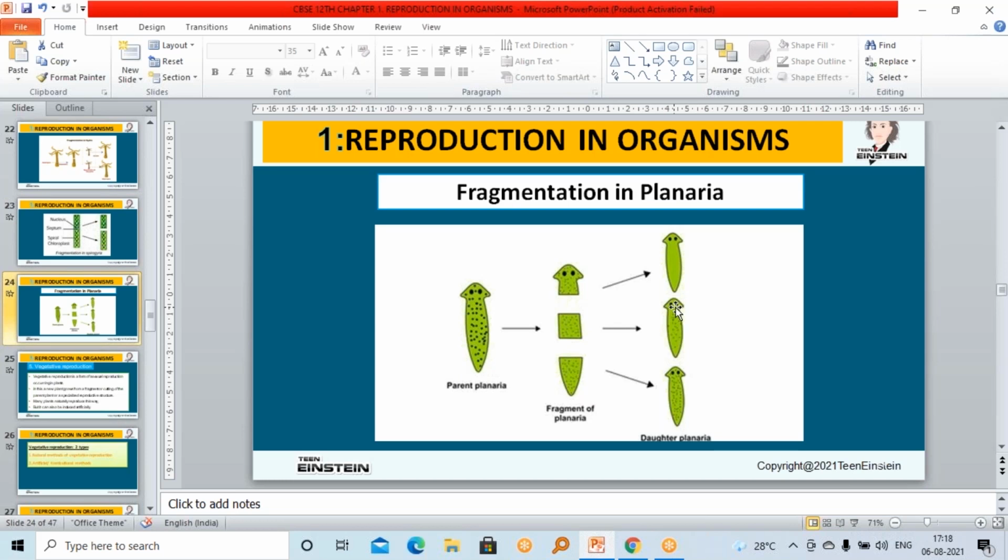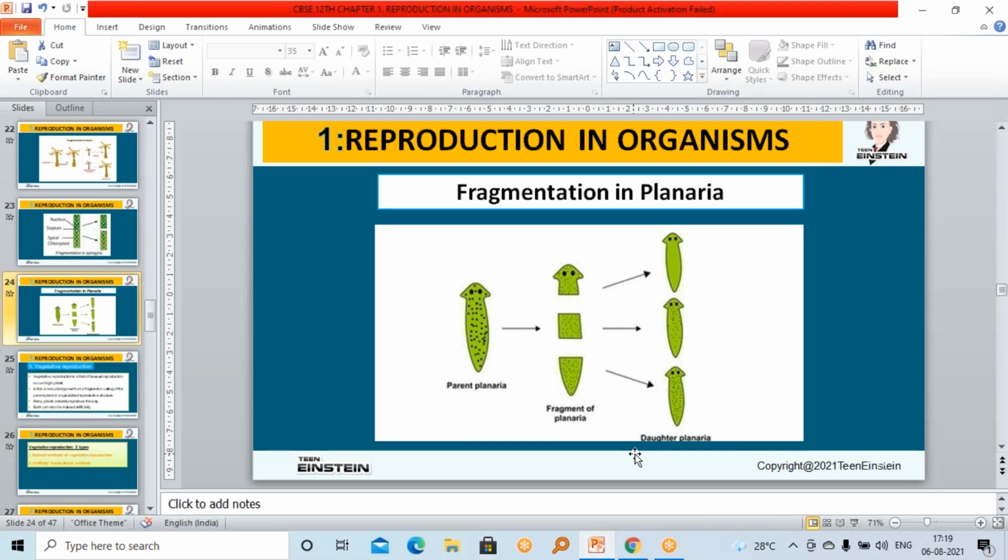Next is fragmentation in planaria. You know that planaria are free living. They are free living aquatic flatworms. Planaria are free living aquatic flatworms. And which phylum do they belong to? In 11th standard you have studied. Planaria belongs to phylum Platyhelminthes.